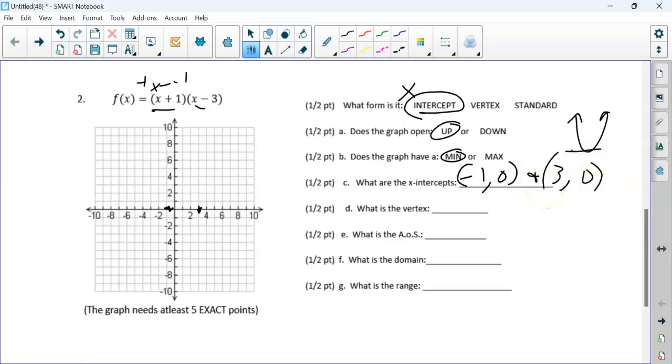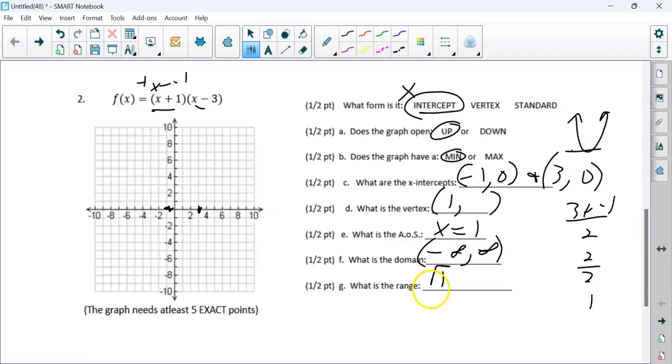Now, what's the vertex? Well, the vertex is halfway in between that. So if you wanted to do 3 plus -1 divided by 2, that's 2 divided by 2, which is 1. So the vertex is going to be 1, comma, something. And the axis of symmetry is going to be x equals 1, going through that x coordinate. Domain doesn't change on any of these. The range, we know, is going to hit 1, and we know it's going towards positive infinity.